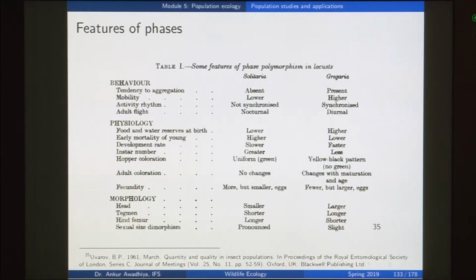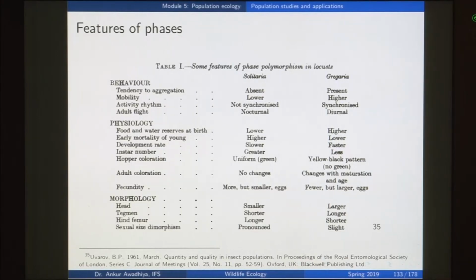So, instar refers to the number of larval stages that you have. You can see that the gregarious phase has evolved in a manner that it does everything very fast. When it lays the eggs, the eggs have very little mortality, they very quickly convert into adults, and they have fewer in-between stages, which are known as instars. Then if you look at the hopper coloration, it is green in the solitary phase and yellow and black in the gregarious phase, as we have already seen in the pictures.